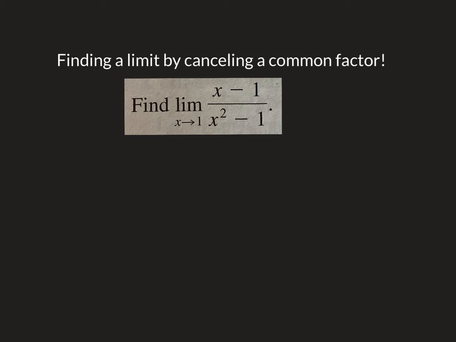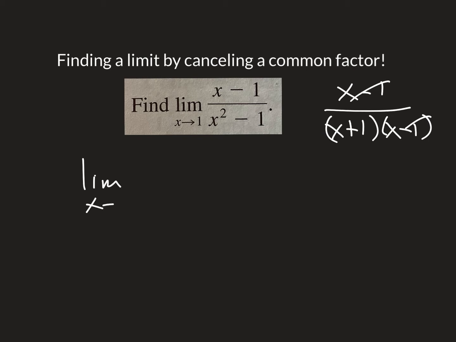All right, so what you notice on this one right here is you can cancel. If you take this function that's in there, the x minus 1, you can factor your denominator into x plus 1, x minus 1, meaning your factors cancel. The x minus 1's cancel. So it means we can just take the limit as x approaches 1 of what we have left, which is just 1 over x plus 1.